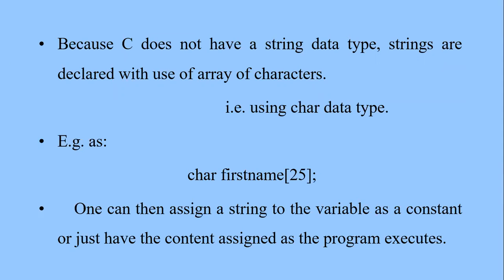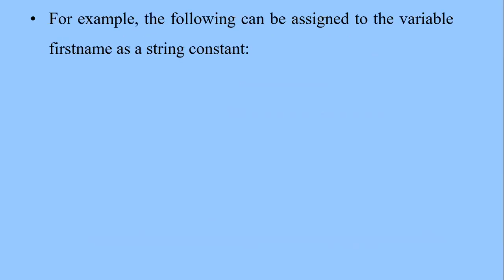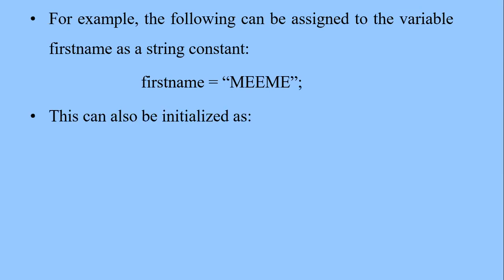One can then assign a string to the variable as a constant, or just have the content assigned as the program executes. For example, the following can be assigned to the variable first name as a string constant. First name equals to meme, or meme is being assigned to the memory location called first name as a constant. We enclose the string in double quotes.